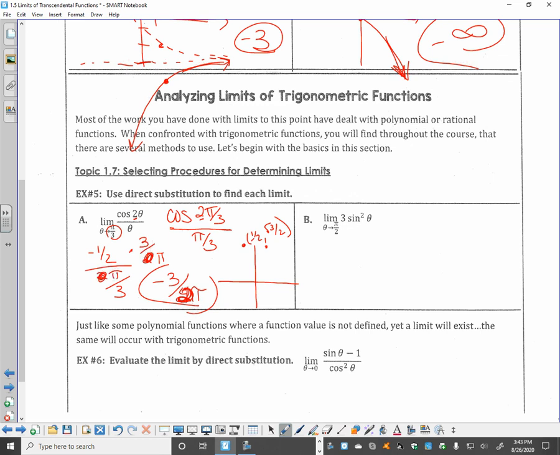When you write your answer, make sure I can tell that your pi is in your denominator, not out to the side. Okay, so for B, I'm plugging in a pi over 2. So 3 sine squared of pi over 2, which is the same thing as that. I'm not squaring the pi over 2. I'm finding sine of pi over 2, and then I'm going to square it. Pi over 2 is north, and that's 0, 1. Sine is the y value. 1 squared is 1. So that's a 3.